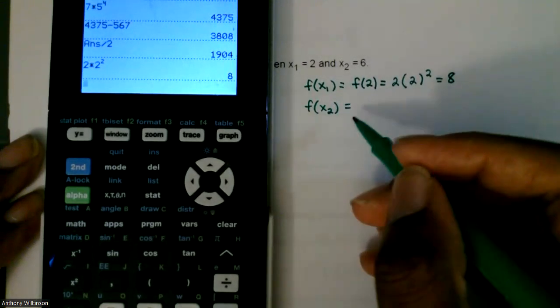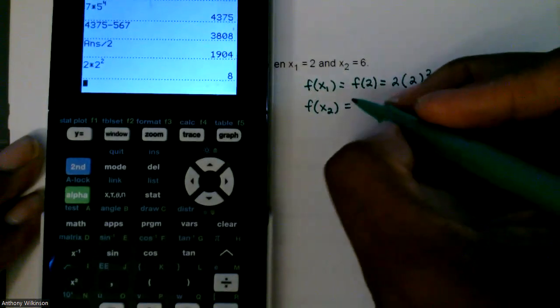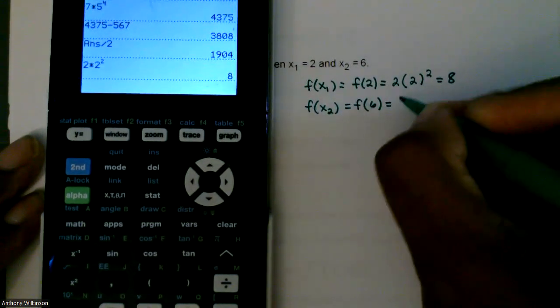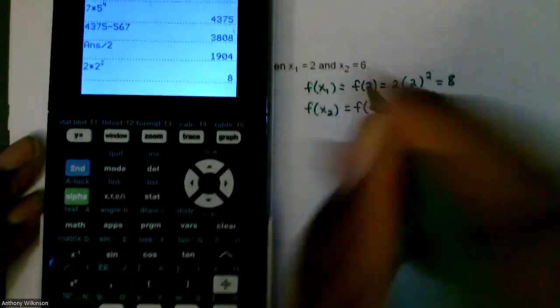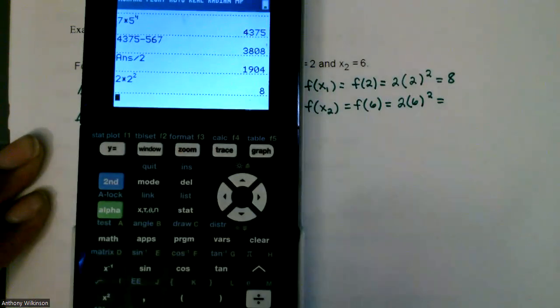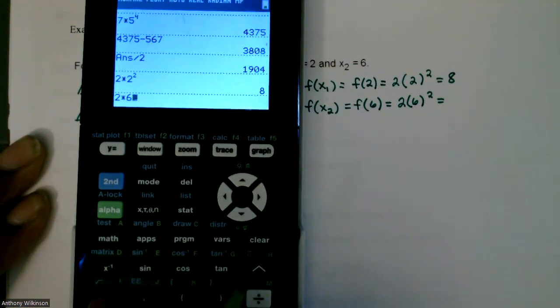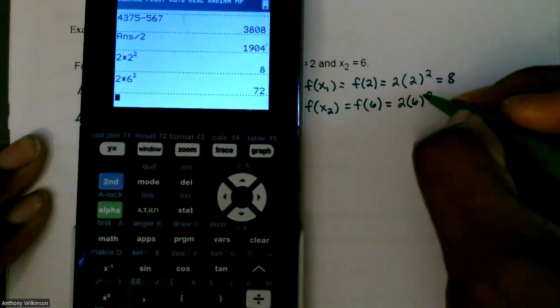And then for f of x2, well, x2 is 6, so we're going to evaluate f of 6. So that'll be 2 times 6 squared. Keep in mind my function, f of x is 2x squared. So it'd be 2 times 6, and that's squared. That would be 72.